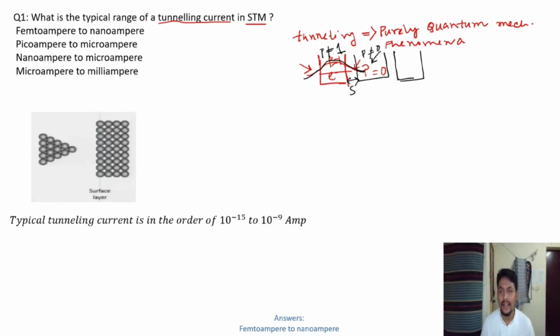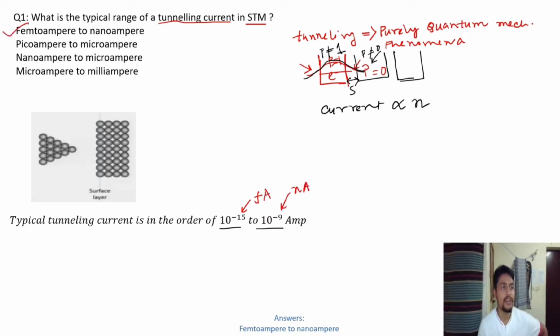That means the current, what is current? Current is proportional to the number of electrons flowing. So if the probability of finding an electron here is very, very less, the current is also going to be very, very less, and normally it is in the order of 10 to the power minus 15 to 10 to the power minus 9 ampere. And we know minus 15 means femtoampere, and minus 9 means nanoampere. So this will be my answer: it is going to be from femtoampere to nanoampere, right?